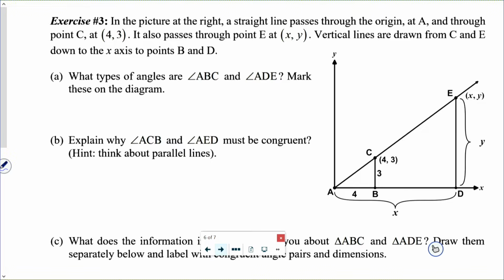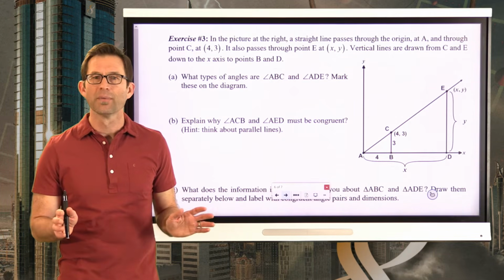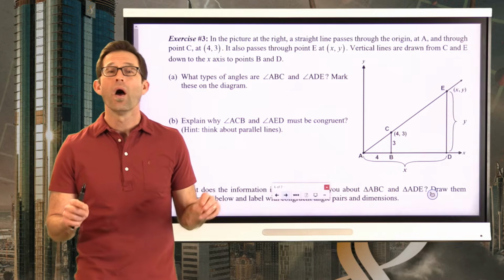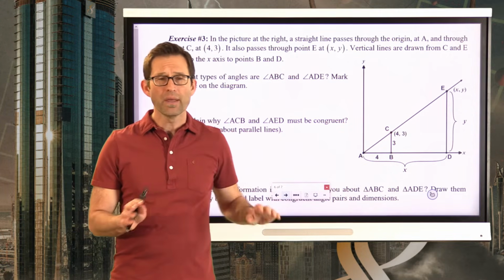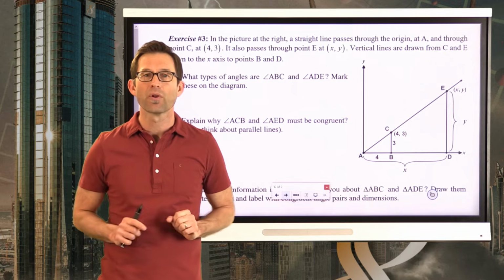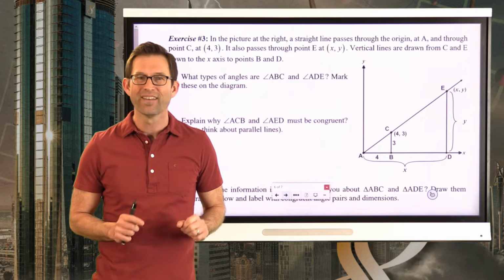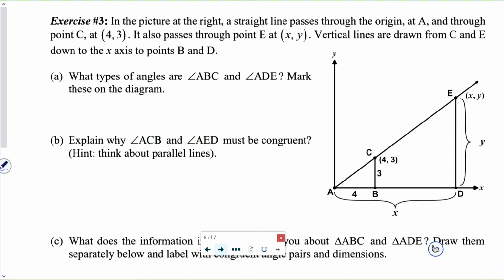All right, great. So let's talk about this setup, because what we're doing now is a little bit sophisticated. We are going to come up with the equation of this line, not based on work that we've just been doing recently, but based on similar triangles. So this is kind of cool. To begin with, letter A. What types of angles are angle ABC and ADE? Mark these on the diagram.